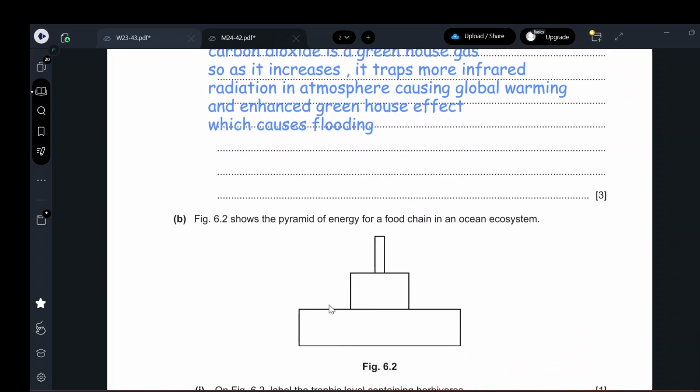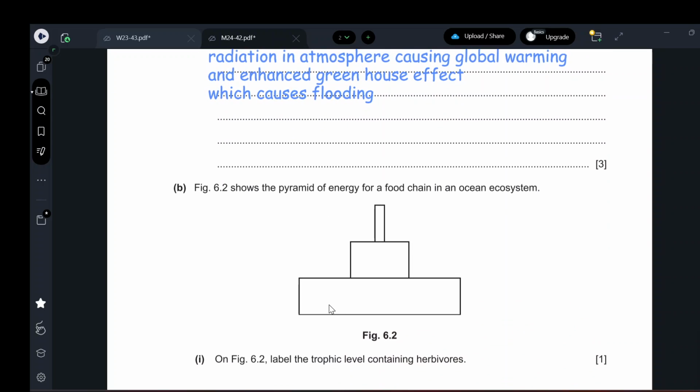Pyramids of energy. You can draw a pyramid that represents number or represents mass or represents energy. For me here, I am drawing a pyramid of energy. Which level contains the herbivores? Herbivores means the animals that eat plants. So it will be this one. The first one at the bottom is the producers. These are the primary consumers, which is the herbivores. These are the secondary consumers, which will be carnivores.